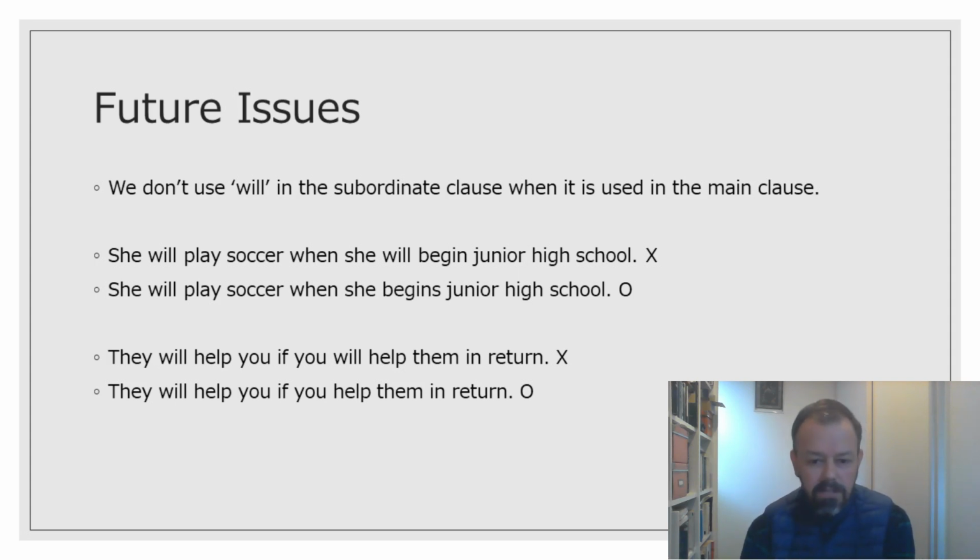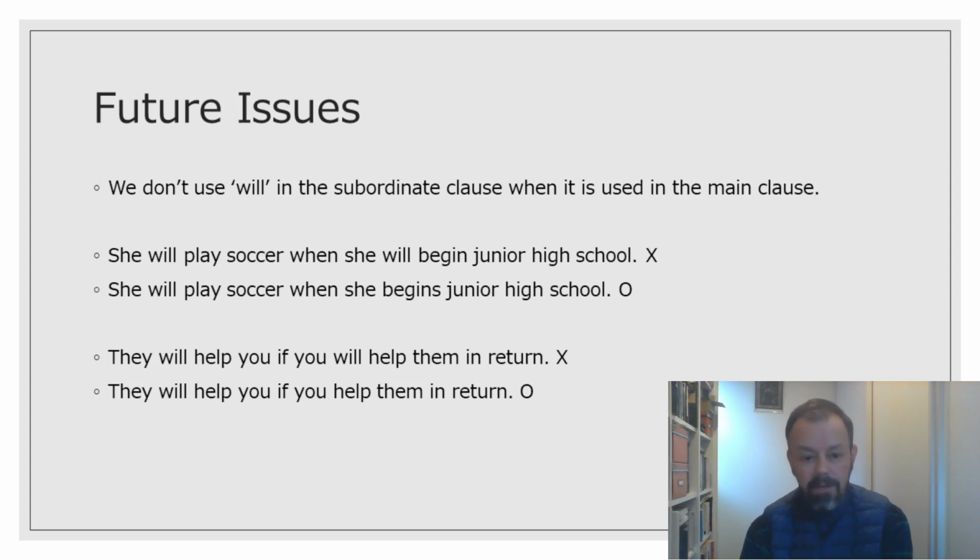The subordinate clause here is the begin junior high school clause, so we don't use will with that. It should be, she will play soccer when she begins junior high school. That is the correct form. So we just use the simple present tense with the subordinate clause.